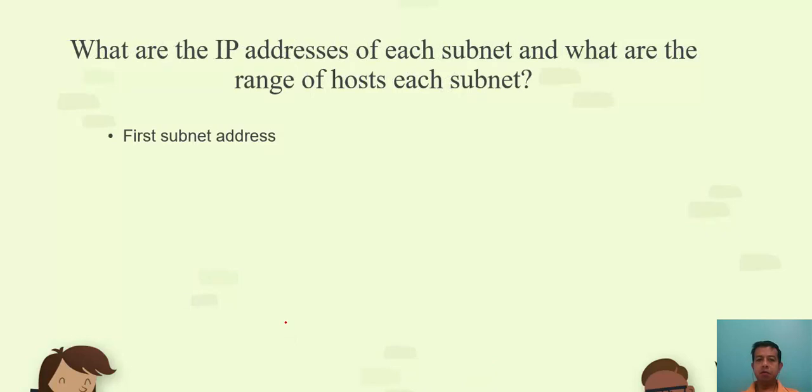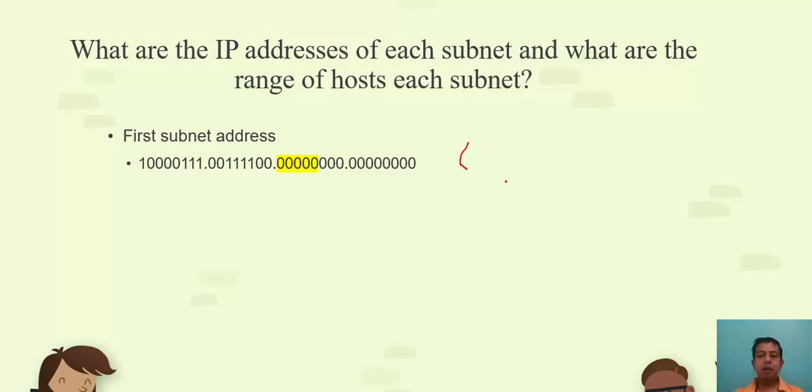Now let's handle the next question. What are the IP addresses of each of the subnets, and what is the range of hosts in each subnet? So now let us see the IP addresses of each of the subnets. Let us see the first subnet. What is the IP address of the first subnet? Now we have stolen 5 bits. We have taken 5 bits for our subnet. So this is the IP address originally. In decimal it would be 135.60.0.0.